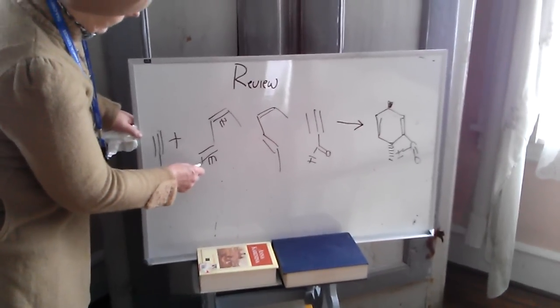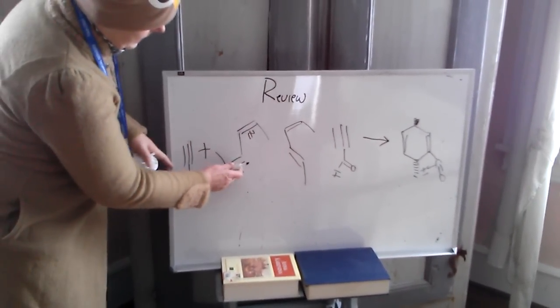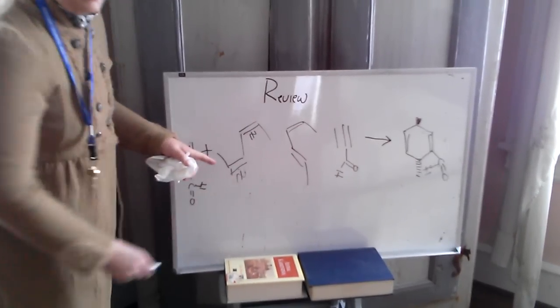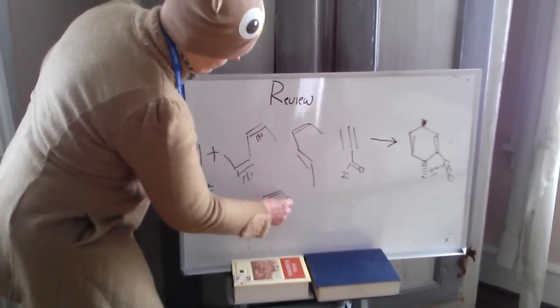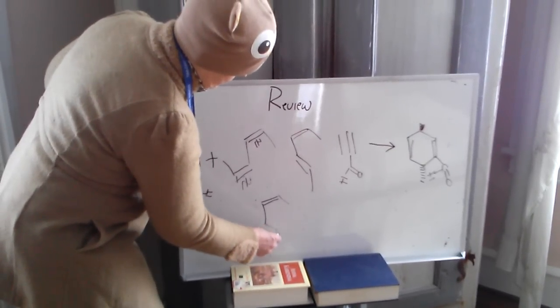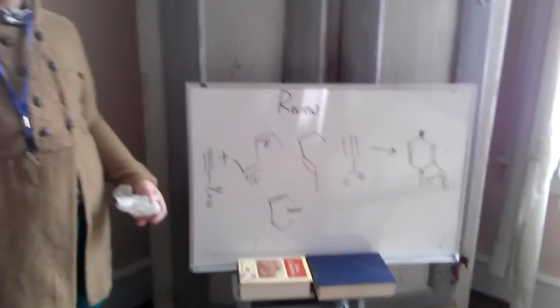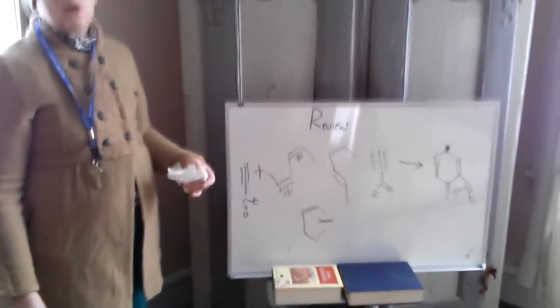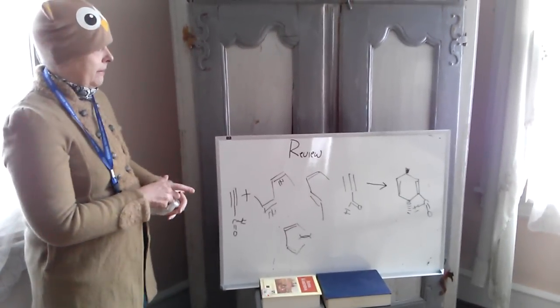Okay, if this group had been ZZ, this would be a bad diene. When you rotate it around, there's too much steric hindrance there, and it can't achieve the S-cis conformation. So all dienes have to be able to achieve the S-cis conformation. I just want to reiterate that.